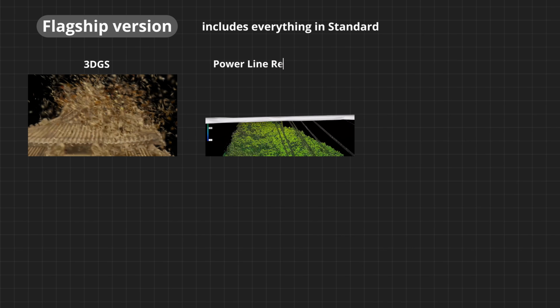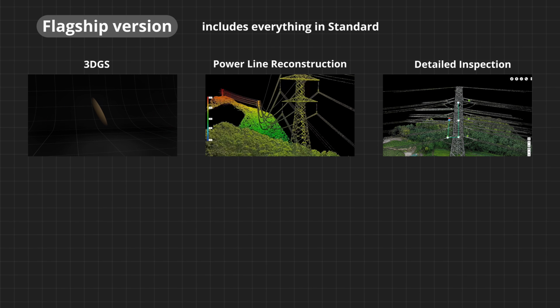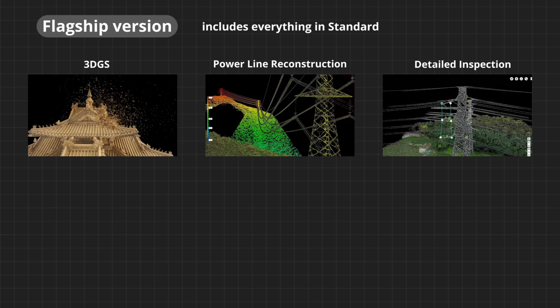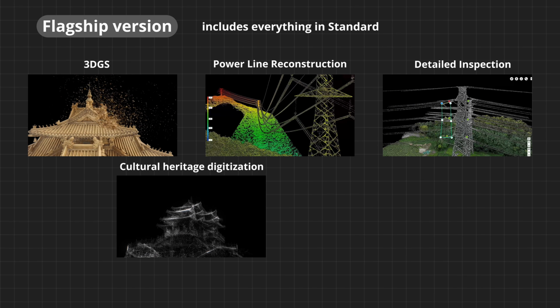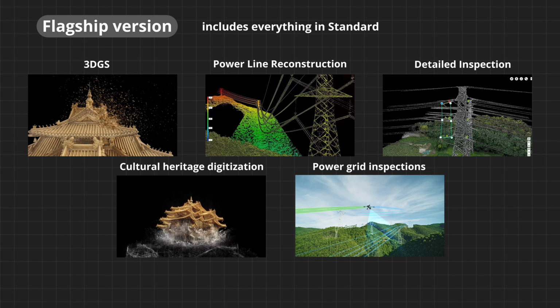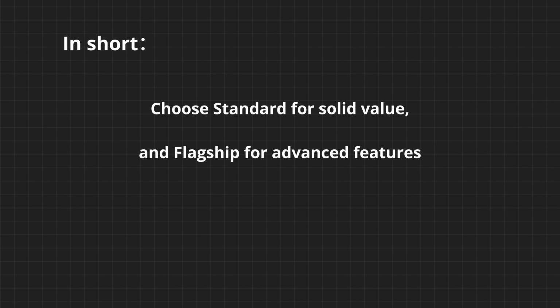The flagship version includes everything in standard, plus Gaussian splatting, power line reconstruction, detailed inspection, and other core capabilities. Ideal for cultural heritage digitization and power grid inspections. In short, choose standard for solid value and flagship for advanced features like Gaussian splatting.